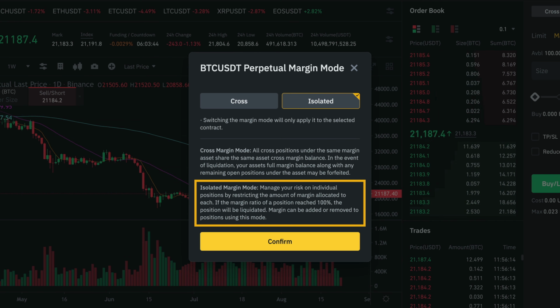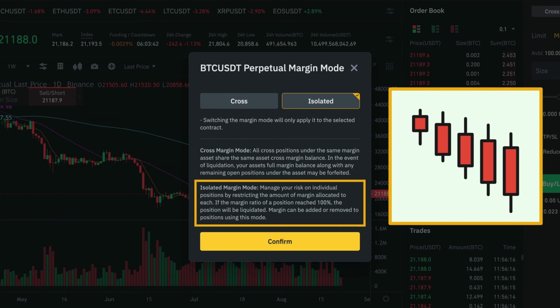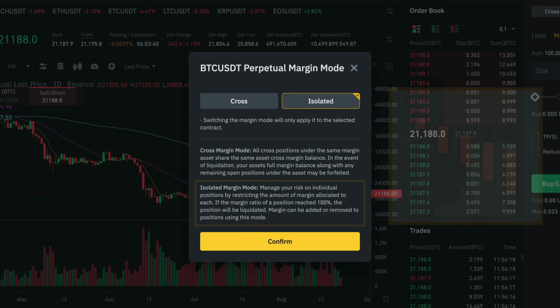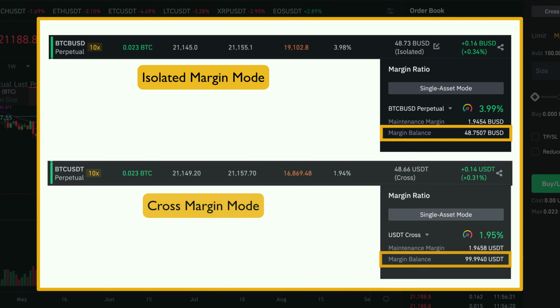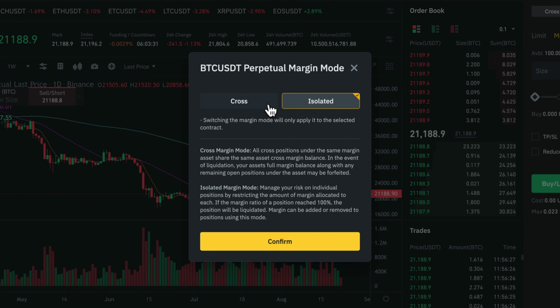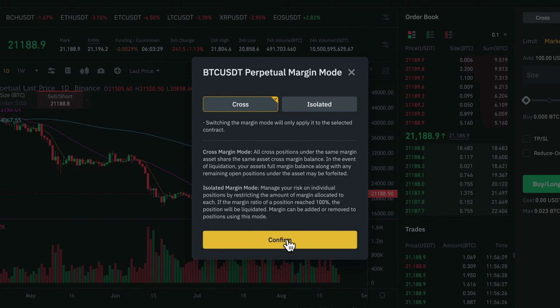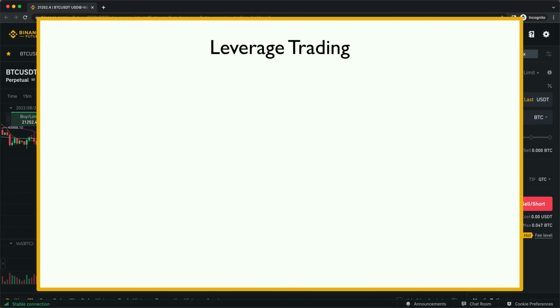However, in that case, it usually takes less of a price move against us to get liquidated, because the allocated margin is lower than in cross margin mode, where all of the assets count as collateral. Whether we want to use cross margin mode or isolated margin mode really comes down to how we want to manage our risk. So for now, I'm going to stick with cross margin mode. Now let's look at leverage.